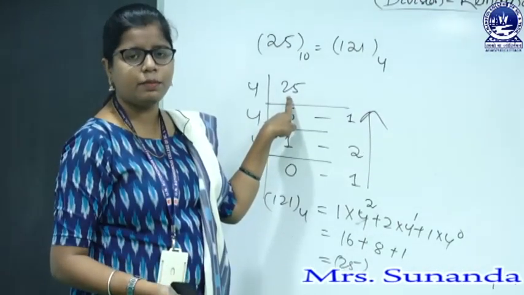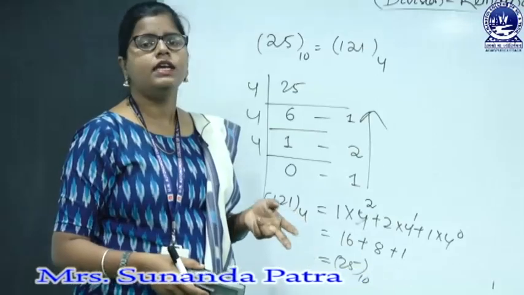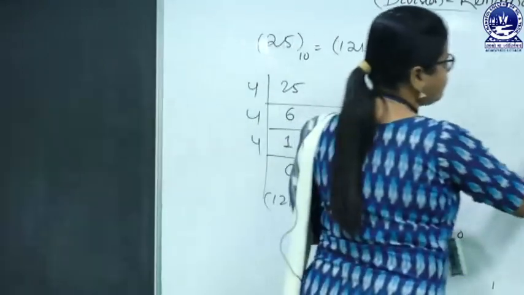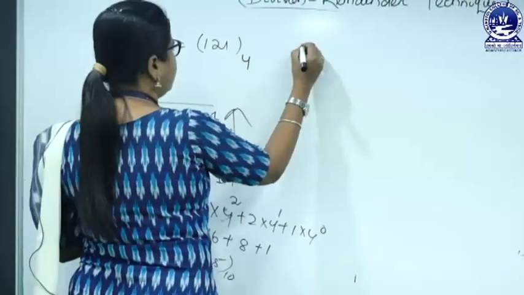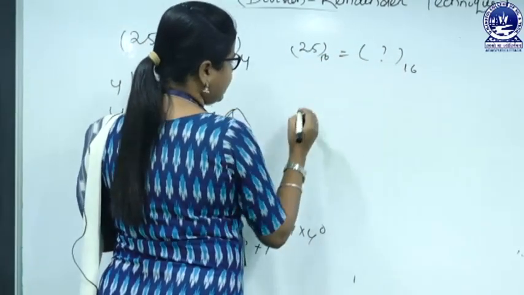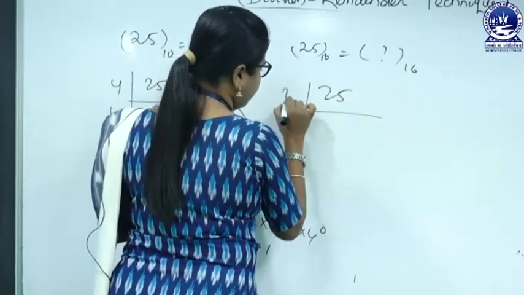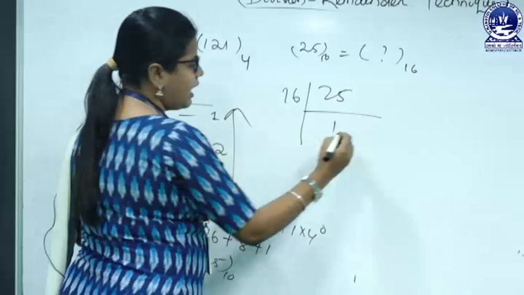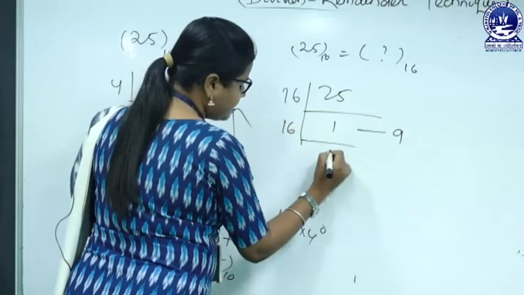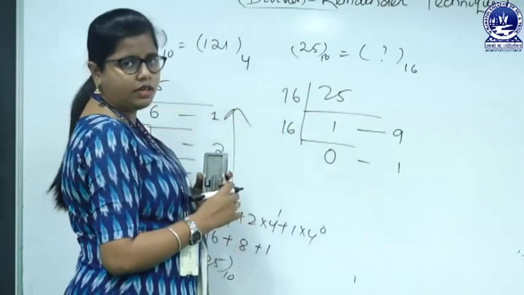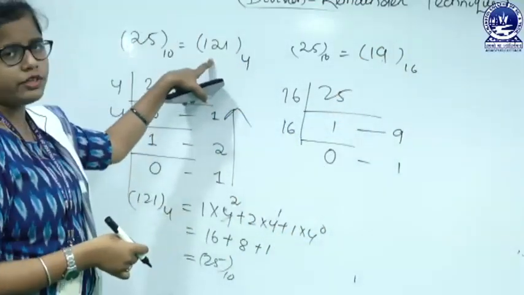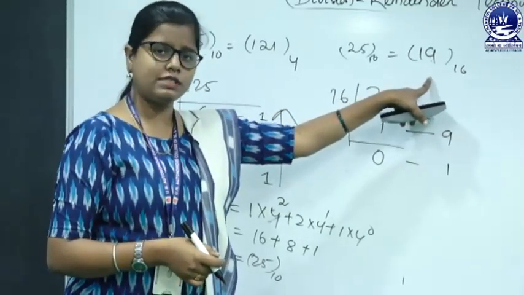If we convert 25 base 10 into base 4, that is a different number. If we convert 25 into base 8, that is a different number. So let's see this. Suppose 25 base 10 is equivalent to hexadecimal. So 25, 16 ones are 16 and the remainder is 9. Again we need to divide. 16 zeros are 0 and the remainder is 1. So what is the answer now? The answer is 19. Here we got 121 and here we got 19 for the same number.